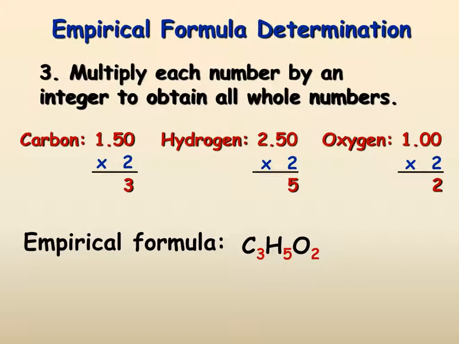So if you take 1.5 and multiply by 2, you get 3. 2.5 times 2 is 5. And then just for consistency, we have to multiply everything by 2. 1 times 2 is 2. Here's your empirical formula, C3H5O2.